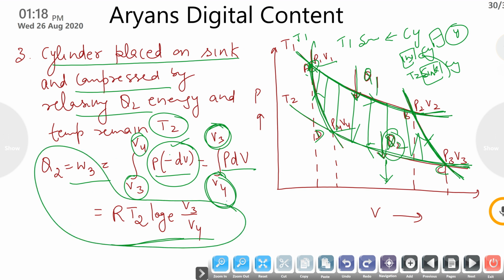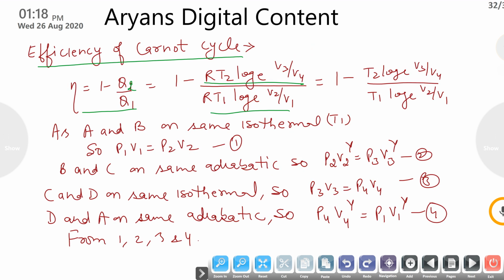By putting these values in, simply, I get this. Now I have to verify that V3 by V4 is equal to V2 by V1. These are equal. For this, I will take simple steps.